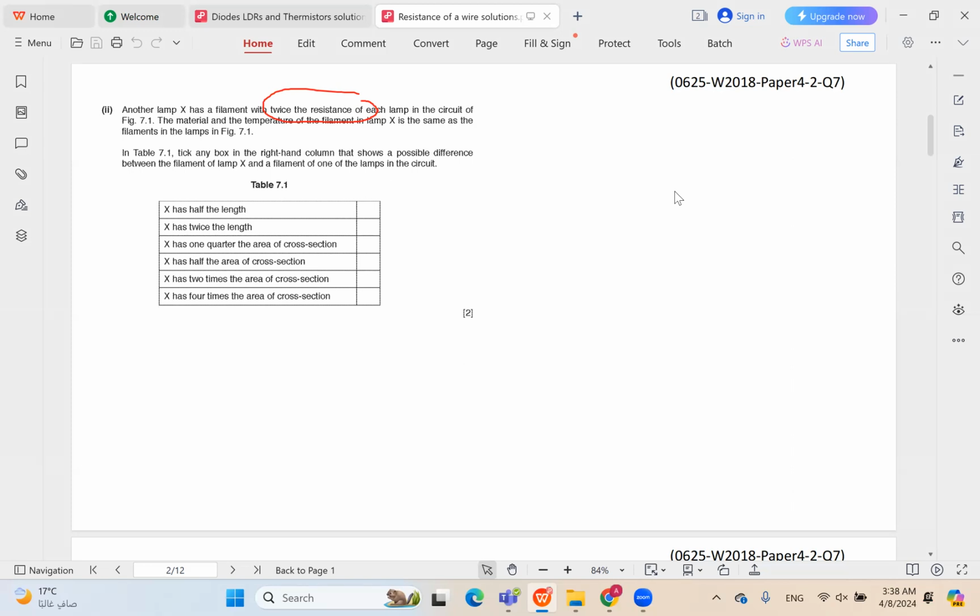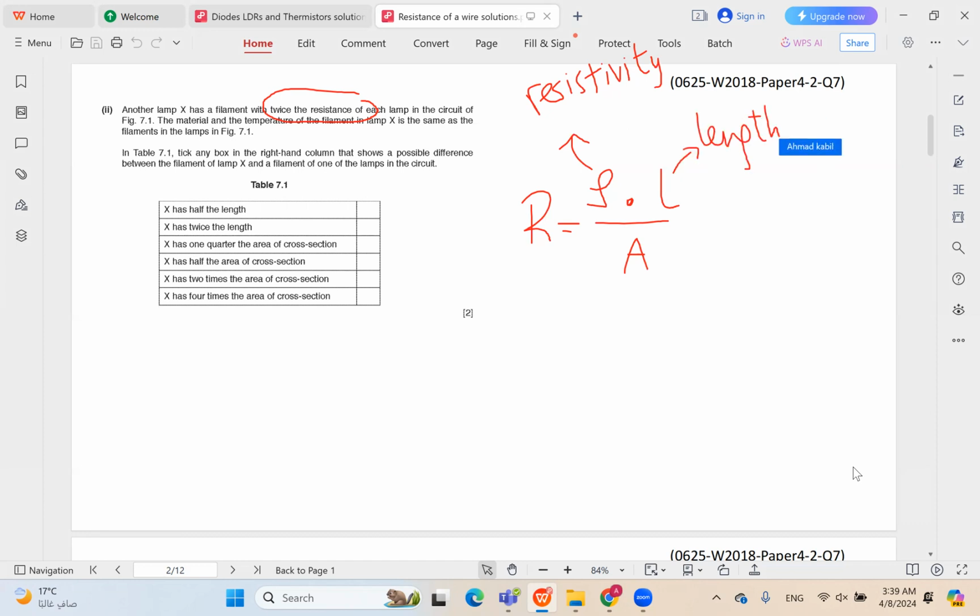So you should know that the resistance of a wire or a lamp or anything is equal to a constant that you are not really required to understand very deeply. It's called resistivity, but it's not really part of your curriculum. You just need to know that it's a constant number. This constant here is multiplied by L and divided by A, and these are the two variables that we are interested in. So L is the length of the wire, and A is the area of the wire.